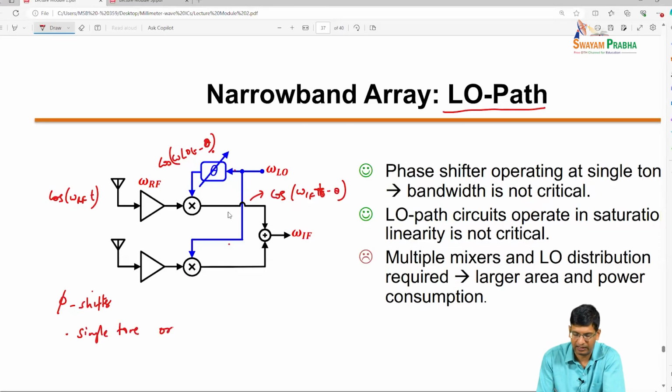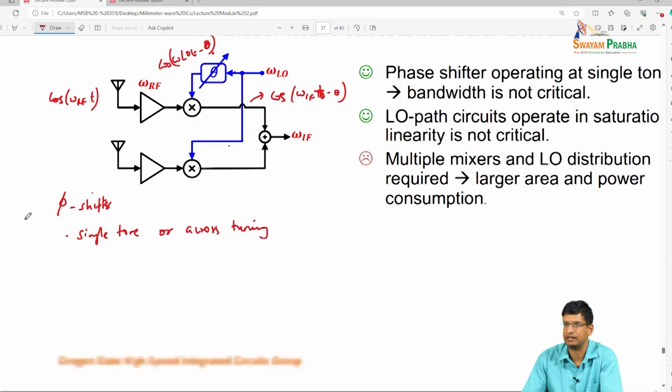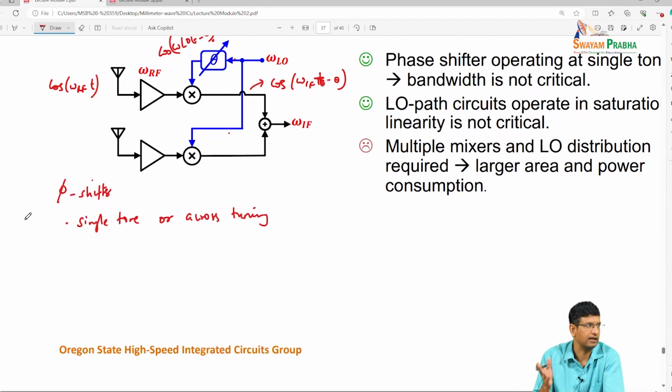Or maybe varying or across tuning range, right? But its instantaneous bandwidth can be pretty low, because instantaneously it's only operating at the LO tone, and its noise and linearity performance is not as critical. Maybe the loss is important, because then I'm losing LO power, then I need to amplify the LO back again for the mixer. So loss may be important, right? But in terms of phase shifter design, this is relaxed, right?